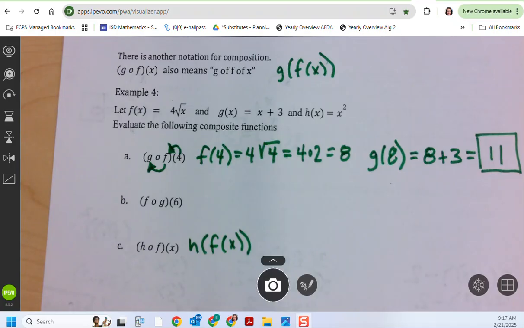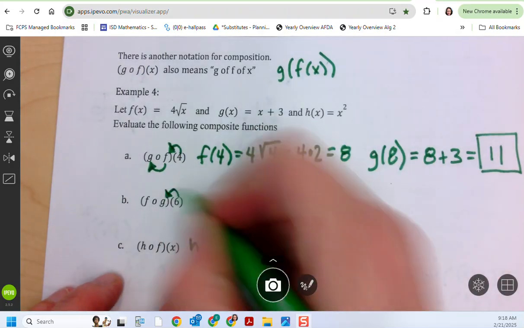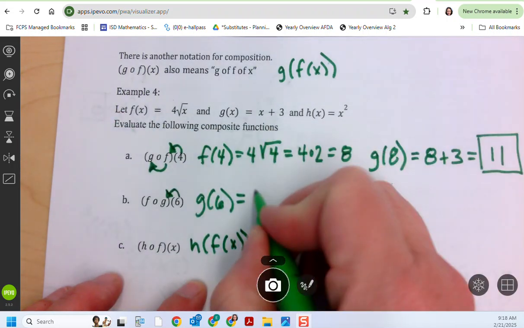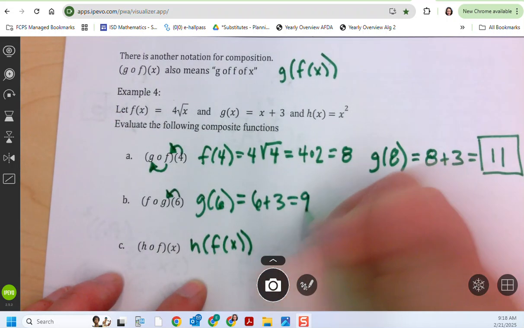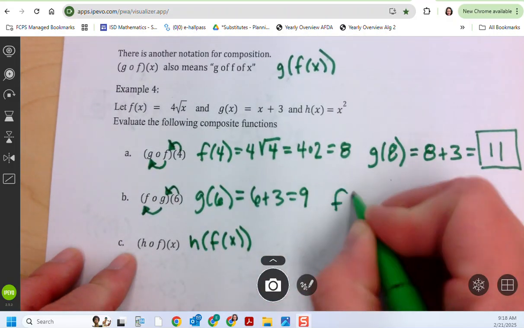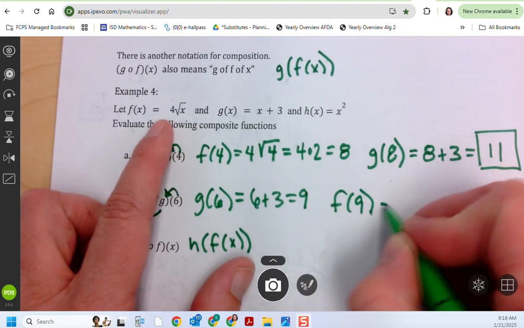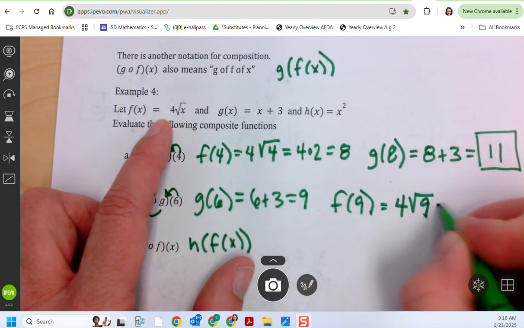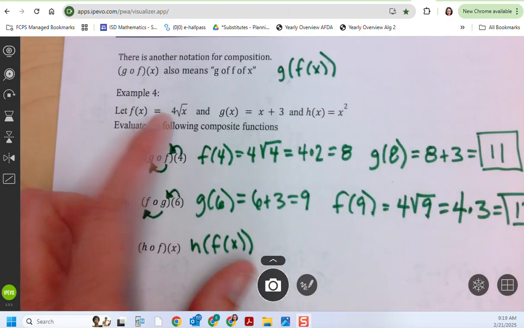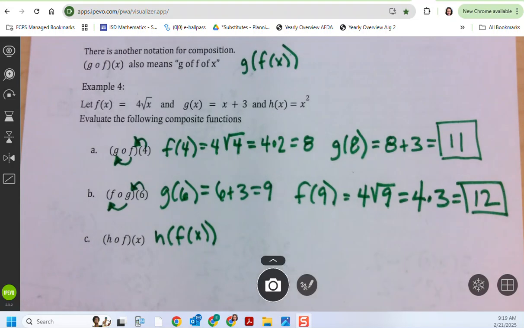Okay, I want you to do part B real quick. You're putting 6 into g, so you do g of 6. And g is right here, so it's 6 plus 3, which is 9. Then I'm going to put that 9 into f. So f of 9. 4 root 9, 4 times 3, and you should get 12. Okay, do you guys have questions on A and B?